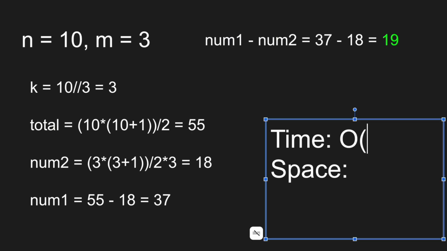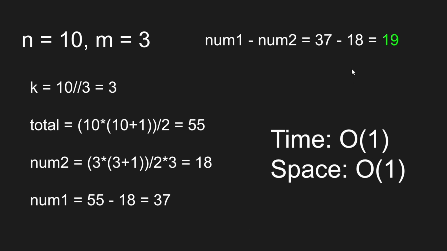And the time complexity will be O of 1, because we are just plugging into a formula, so the time is constant. And the space complexity will also be constant, because we are not using any extra space. So now let's get to the coding part.